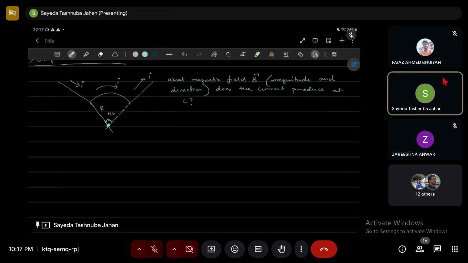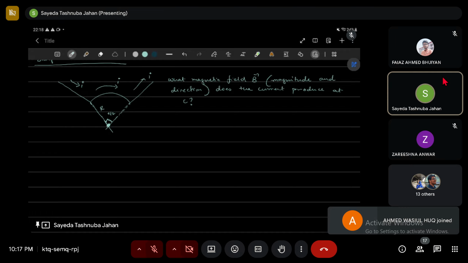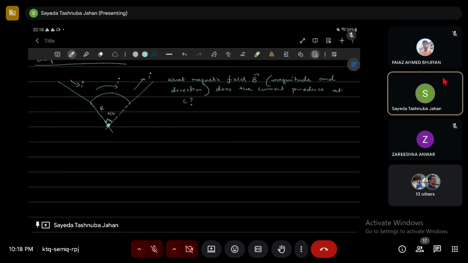Okay, so for a particular reference point, what is the magnetic field due to the current? We have to find this. Since there are three sections, let me note down the sections. Let's call this section 1, this as 2, and this is 3. Okay, so let me keep this dotted.